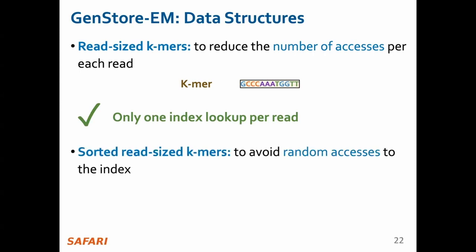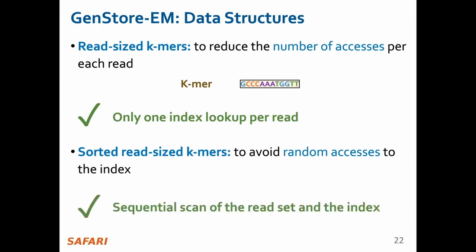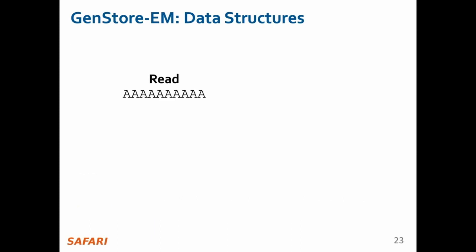So that reduces the number of random accesses. Now with these read-sized k-mers, we have the ability to sort them because we would have only one access per read. So we introduce the concept of sorted read-sized k-mers to avoid random accesses to the index, because that enables us to sequentially scan the read set and the index instead of randomly accessing them. By these two optimizations, we reduce the number of lookups and also turn the random accesses into more efficient streaming accesses.